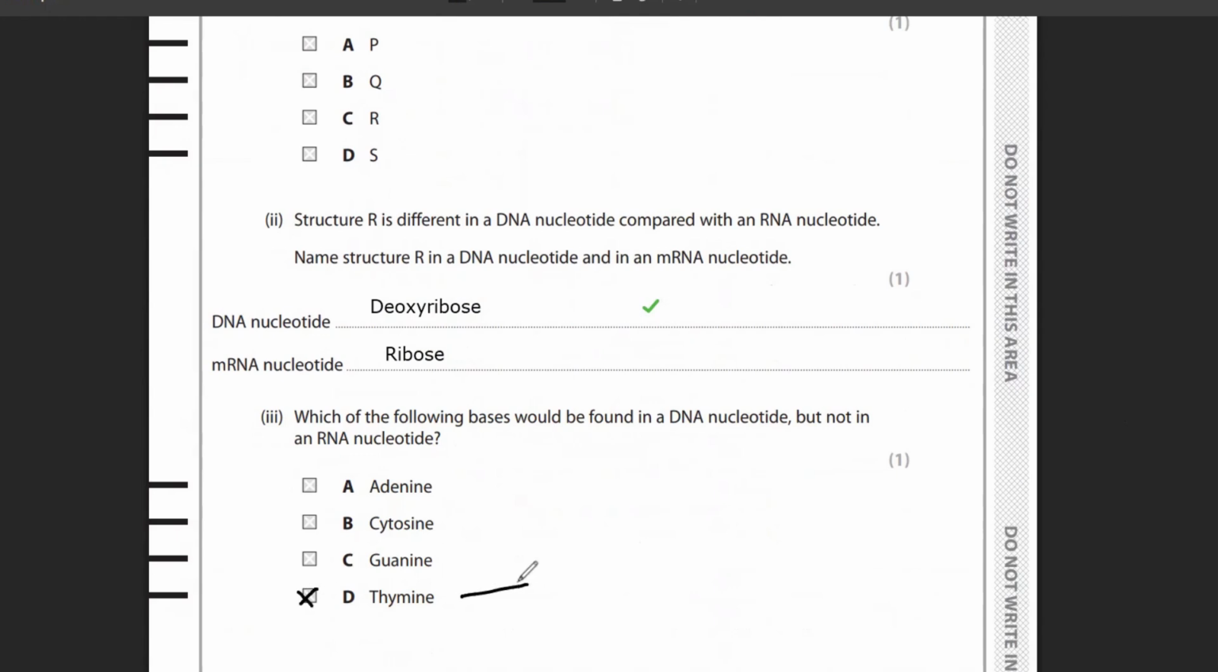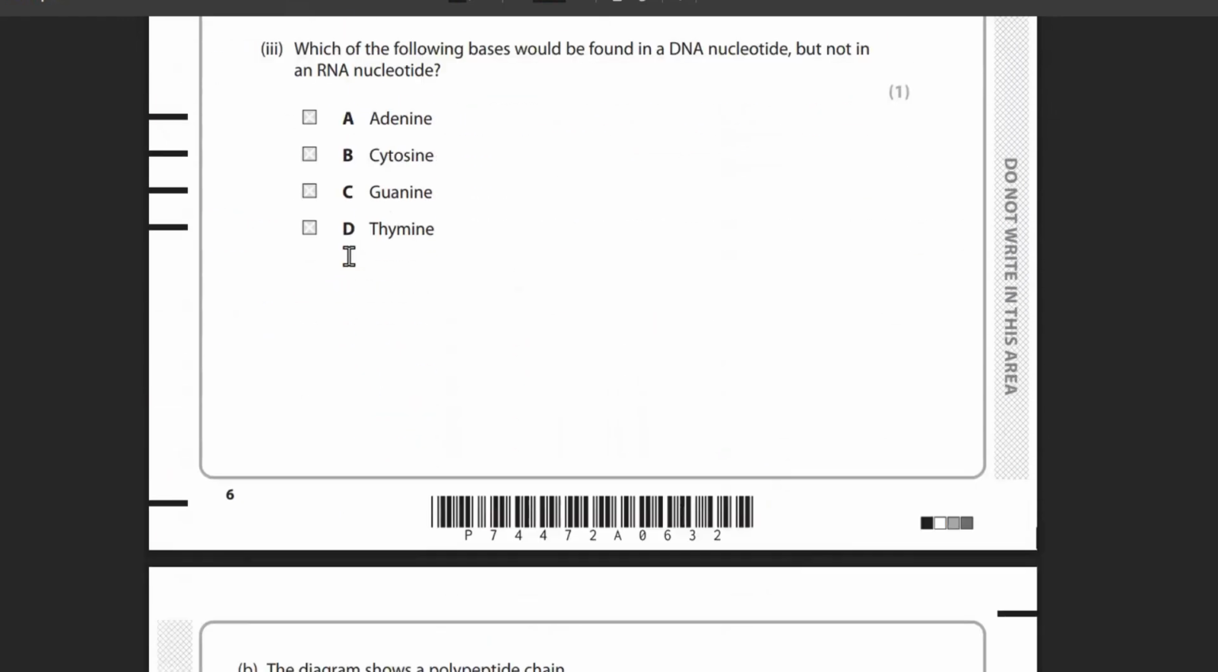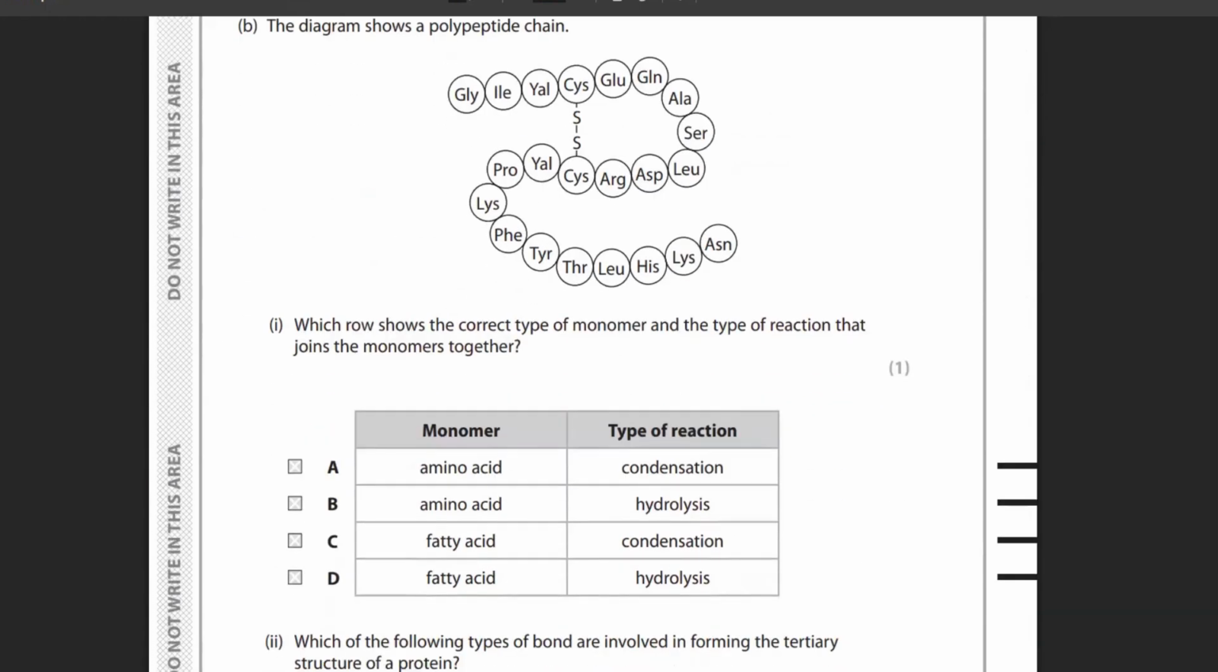Okay, which of the following bases would be found in a DNA nucleotide but not in RNA? I kind of went through that already. I mentioned it. Thymine is not found in RNA. You'd find thymine in DNA, but you'd find uracil in mRNA or tRNA. You wouldn't find thymine in rRNA.